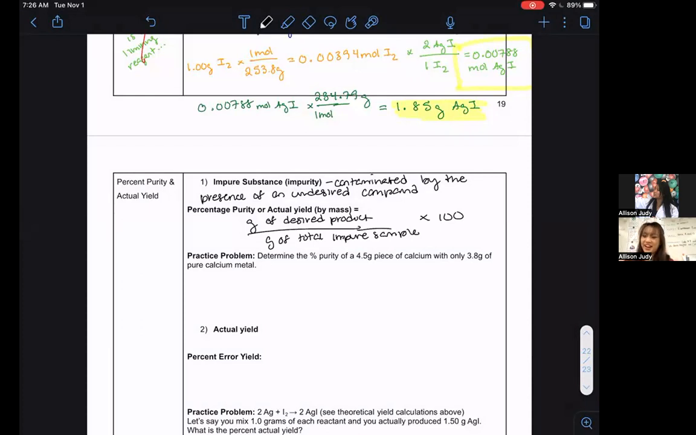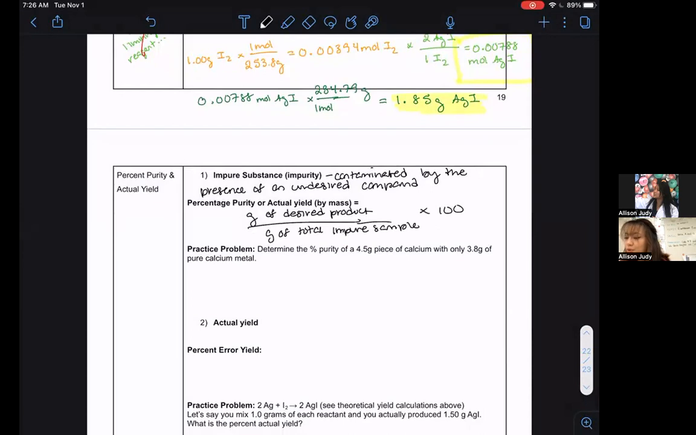You are completely right. So practice problem: determine the percent purity or the actual yield of the desired product I get if a 4.5 gram piece of carbon is purified and only produces 3.8 grams of pure calcium metal. Oh, sorry, piece of calcium. So I get some chunk of calcium that I don't know is actually fully calcium. And then when I purify it, I get 3.8 grams after the process. So what's my percent purity? What's my actual yield by mass?